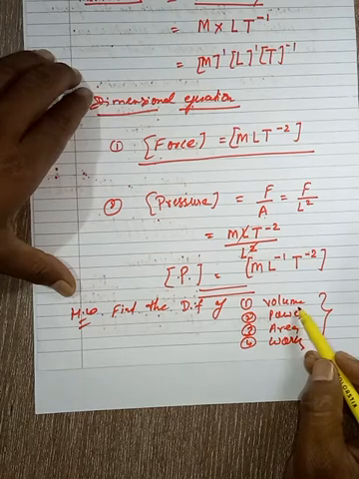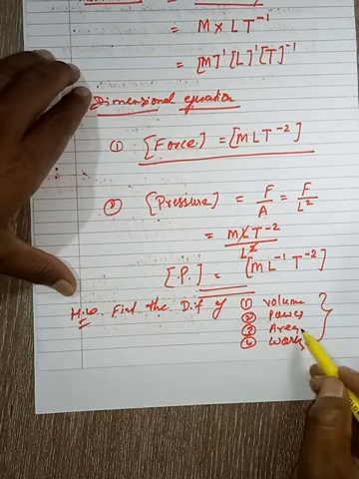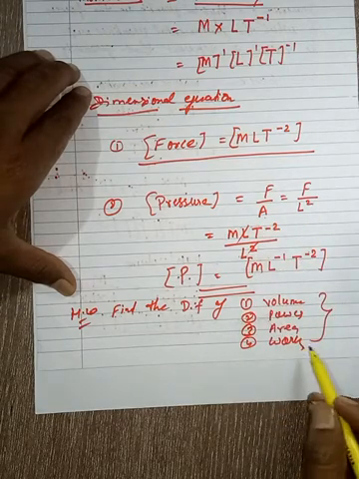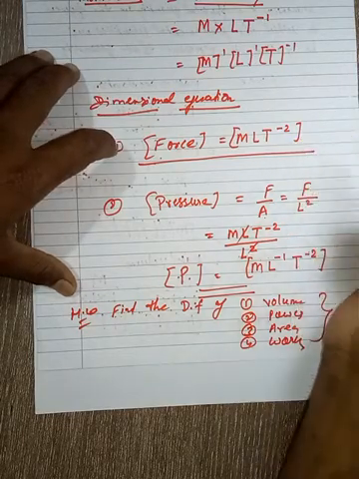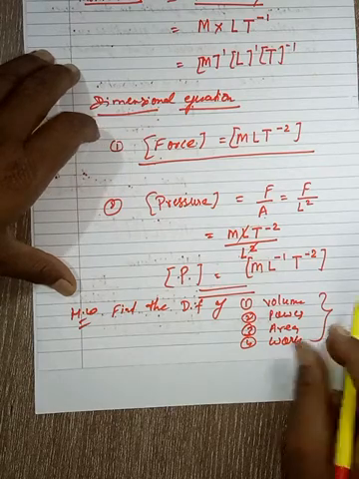For volume I have already done it. For power, you know the formula, work done upon time taken. Area we have already done here. And for work, you know the formula, force into displacement. You already know the formula for force, and displacement is represented by length. So you can easily do it.